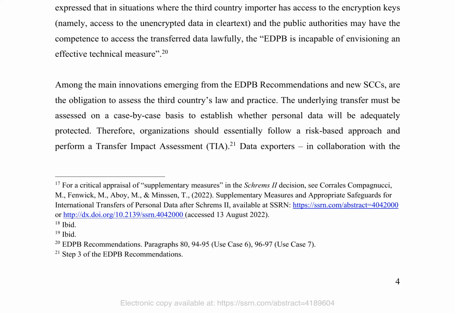In conclusion, the Schrems II case and subsequent regulatory attempts have reshaped the legal landscape for cross-border transfers of personal data.